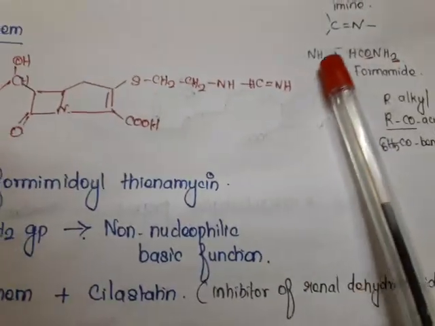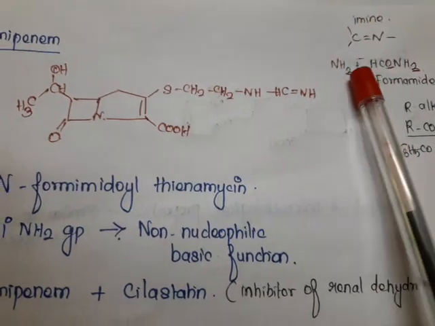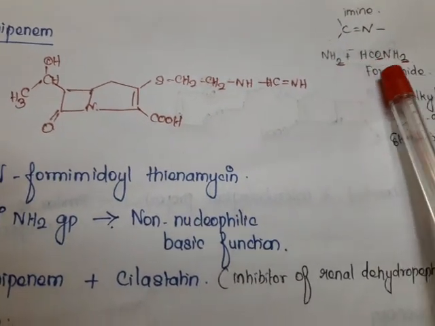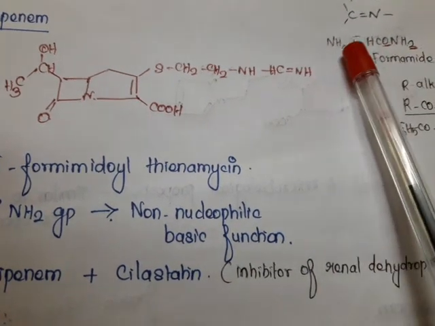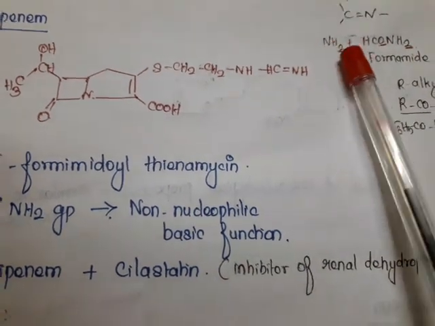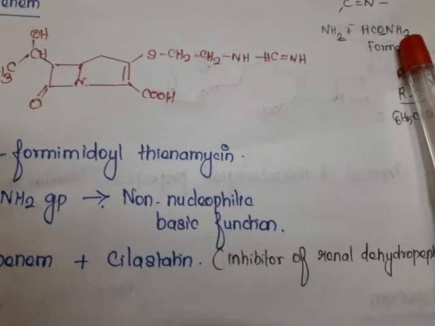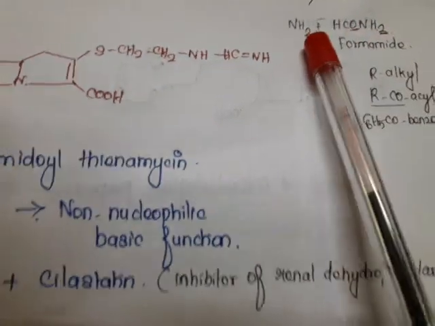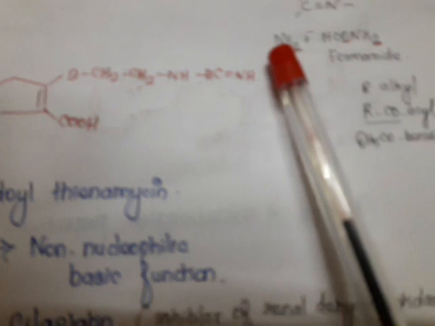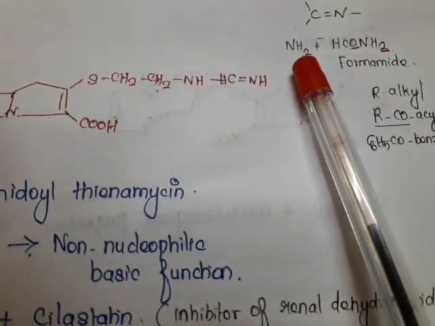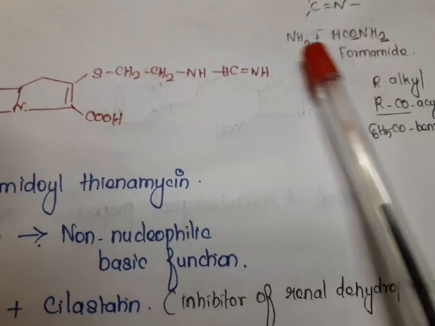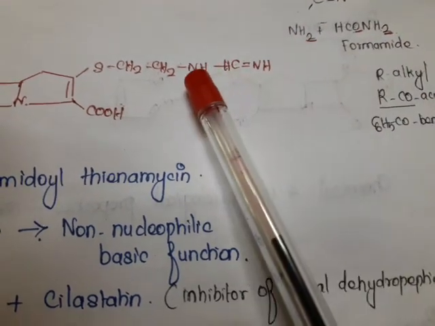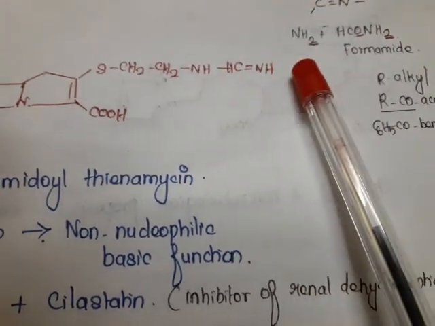So already we have known this one, no? Here we have known the structure of formamide HCONH2, and in thienamycin that is having NH2. So that one combines with the formamide. So what happens? There may be removal of one molecule of water. How is that going? By taking one H from this amine and one oxygen here, one hydrogen here. So one molecule of water is removed. That's why we are getting NHCH double bond NH.